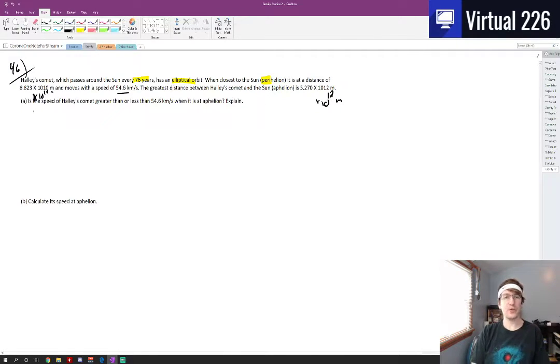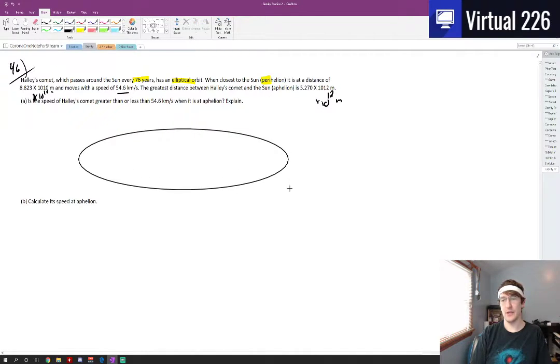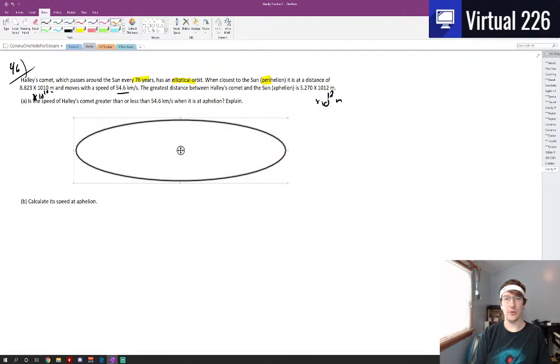So the question is: is the speed of Halley's Comet greater than or less than the 54.6 kilometers a second whenever it's at aphelion? Explain. Okay, so let's draw an ellipse real quick. This is a highly eccentric ellipse, but it'll get the point across.